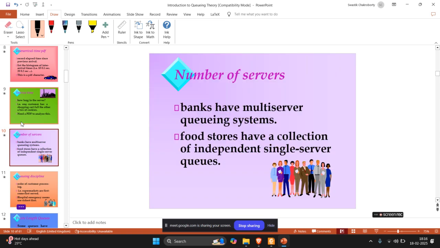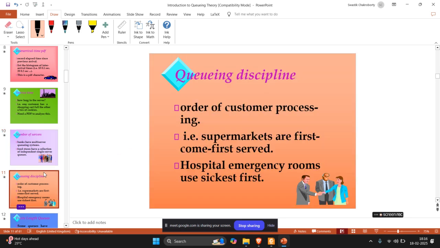Next is the number of servers. Number of servers means basically the number of packets that can be served simultaneously. And queuing discipline. Queuing discipline is the order of customer processing.